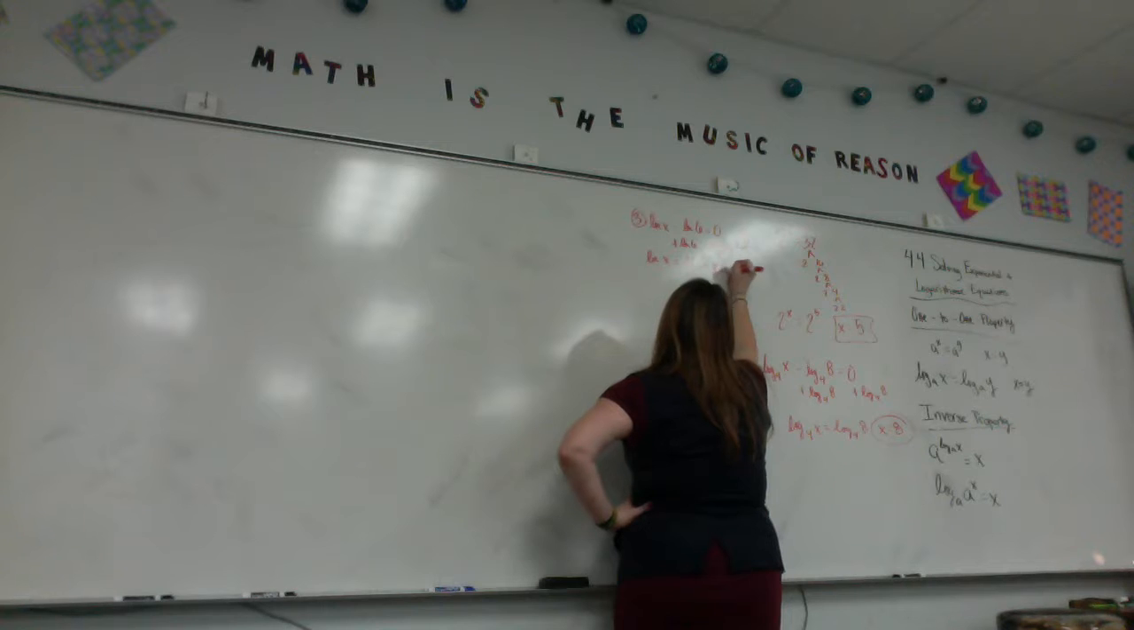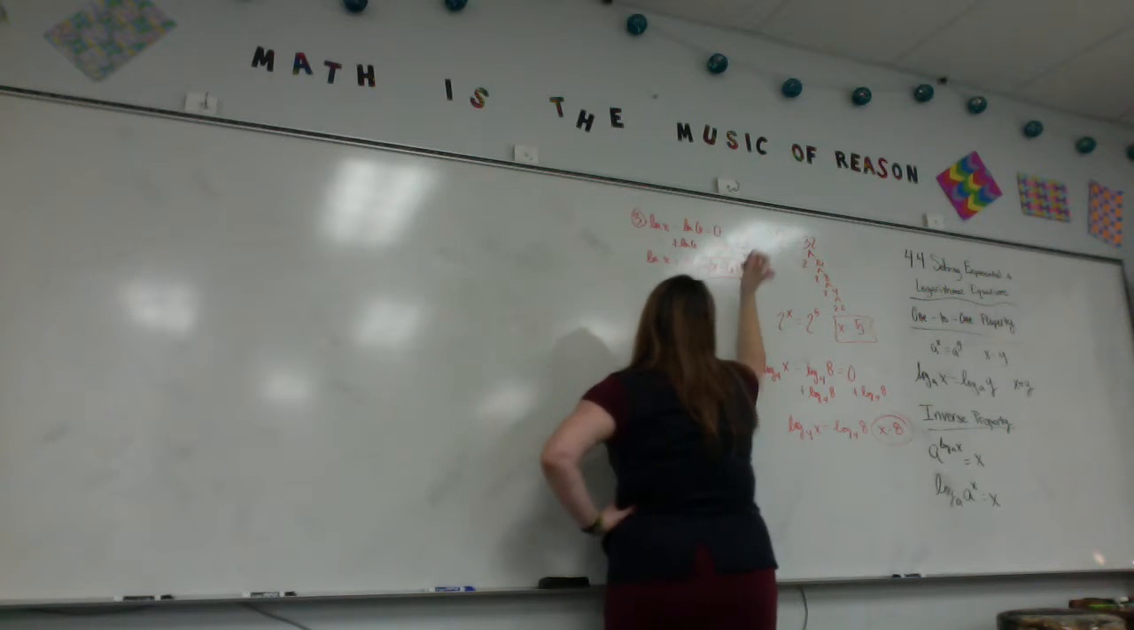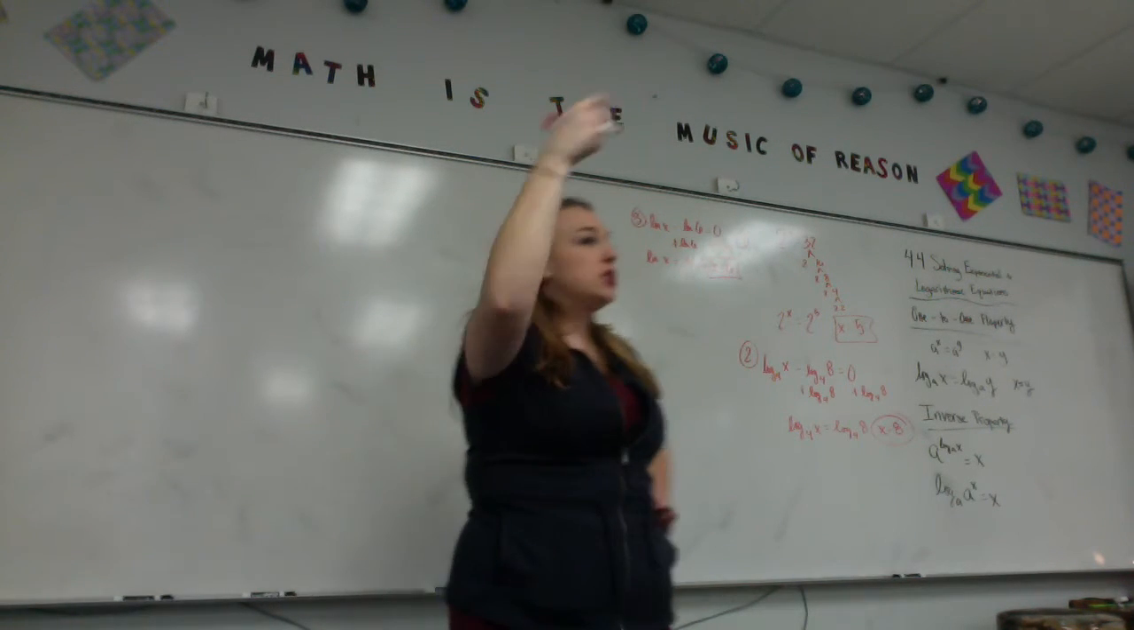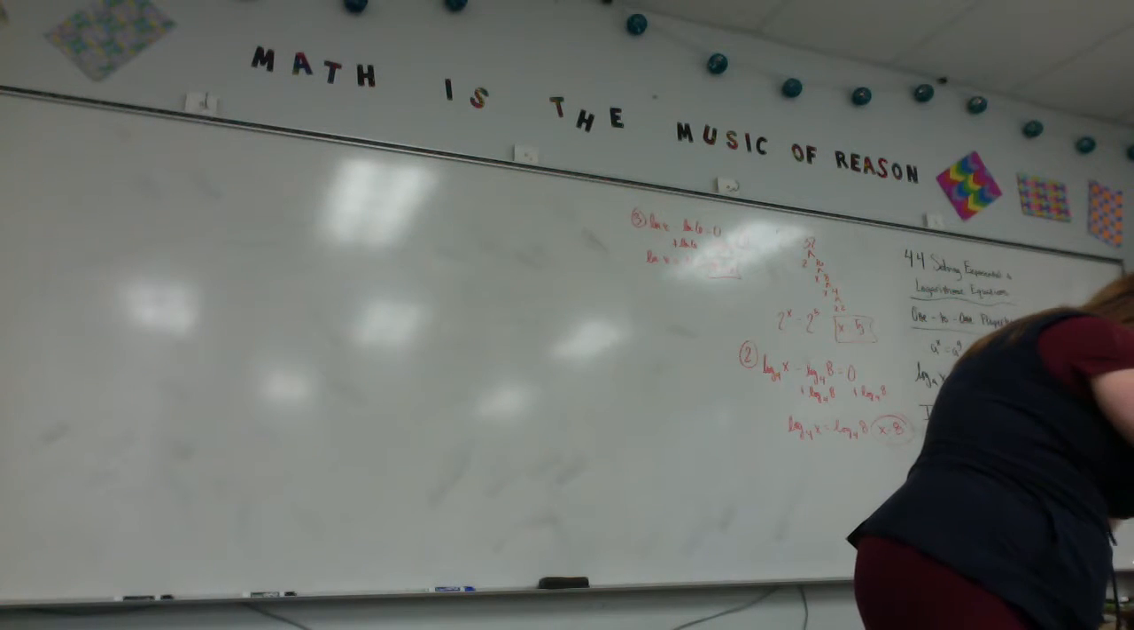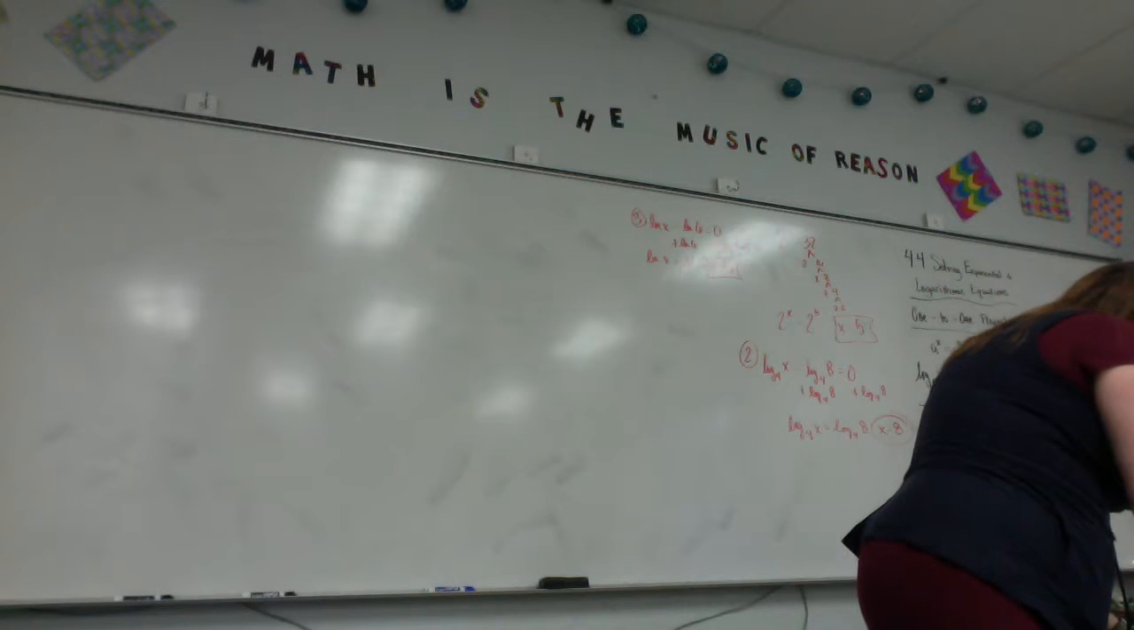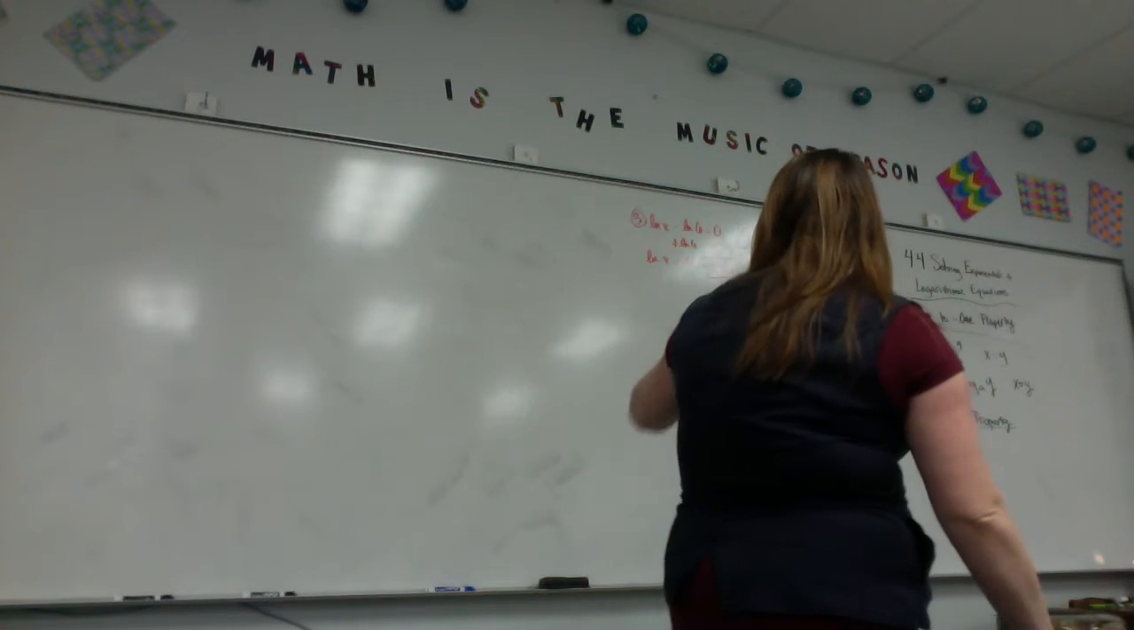Some of us missed that on our quiz a little bit. When we changed that one equation with natural log, we didn't change it to e to a power. We changed it to natural log to a power. That's not how you represent it. You have to represent it with e. Okay, so I get x equals 6 in that case.